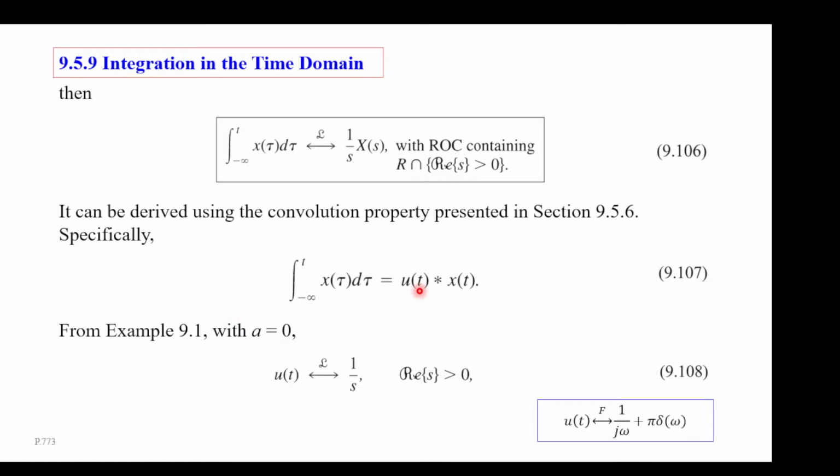And the ROC is, like we said, the intersection of the ROC of X of s and the ROC of real part of s greater than 0. And there might be some pole-zero cancellation to get your ROC bigger.